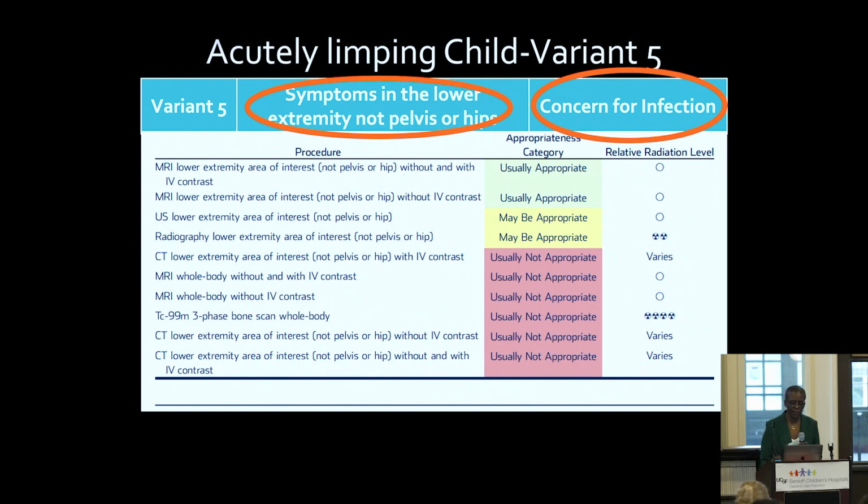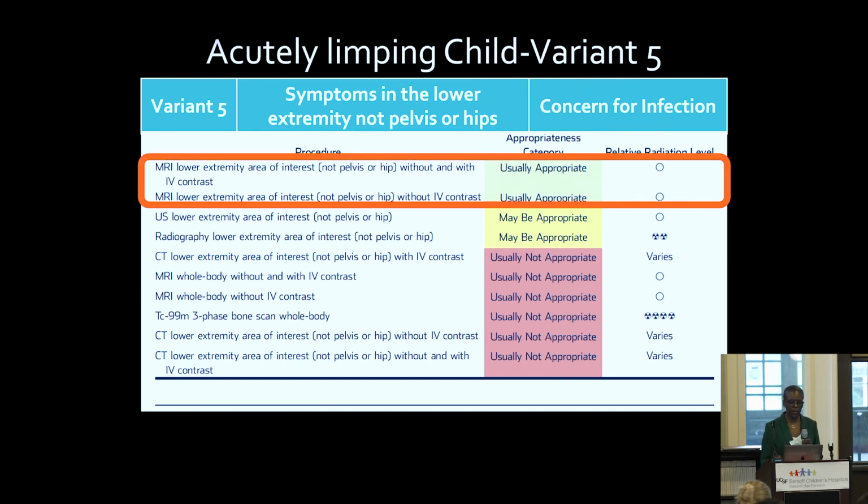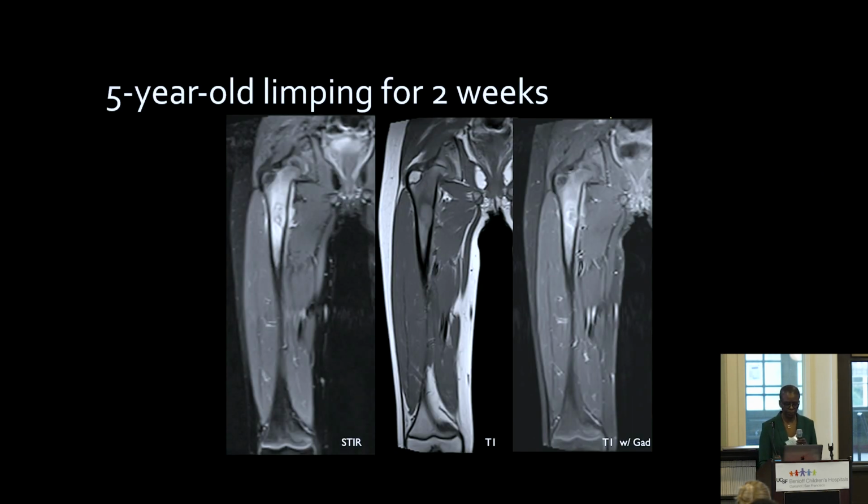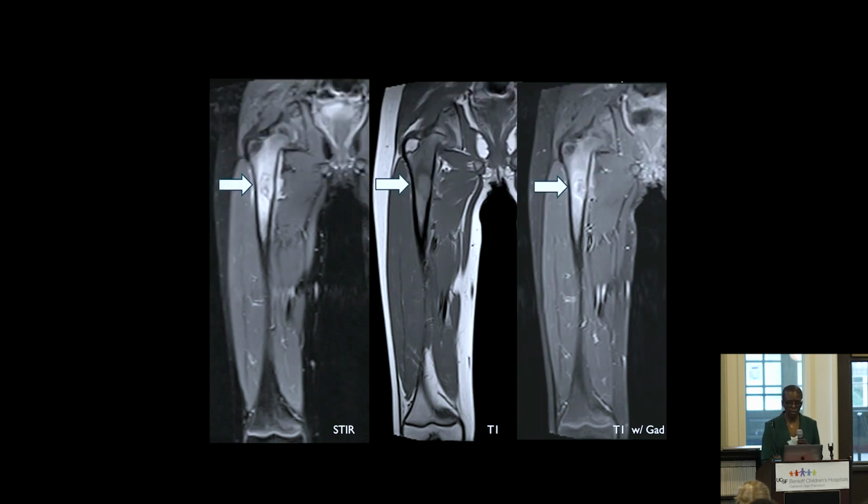So variant 5, so symptoms in the lower extremity, not pelvis or hips, with concern for infection. So MRI of the lower extremity area of interest is a reasonable place to start. That's with or without contrast, and other things may be appropriate. So this 5-year-old was limping for 2 weeks. You can see that there is a lesion in the proximal femur. So here it is. There's exuberant surrounding bone marrow edema. It enhances following administration of contrast.